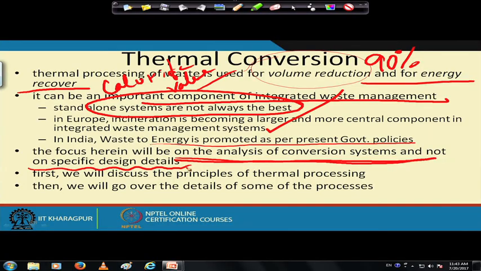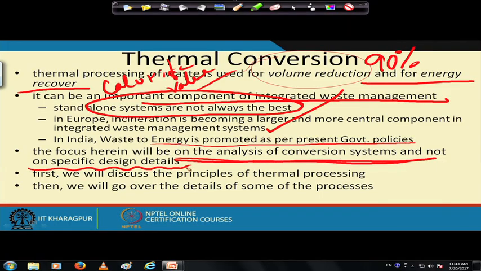In the course, we'll do some design, but just basic design. We'll not go into the detailed design, as you saw for composting and anaerobic digestion as well. So we'll discuss the principles: what are the principles of thermal processing? Then we'll go over the details of these processes so that you understand which process to choose based on your waste composition, because that's the number one thing you have to do.